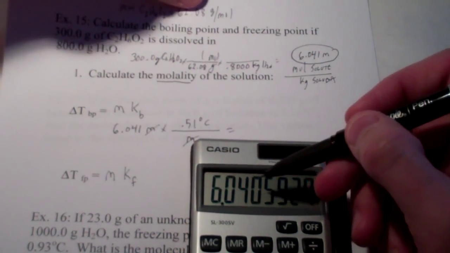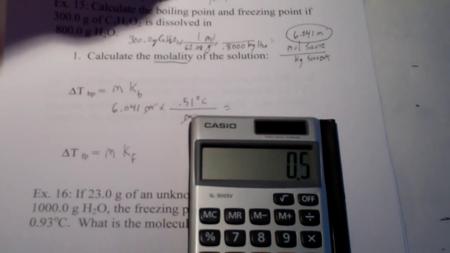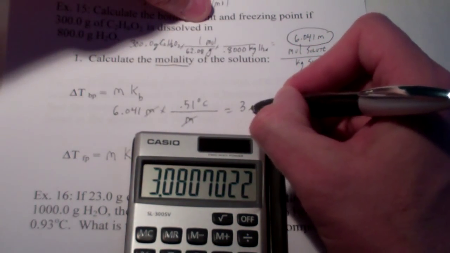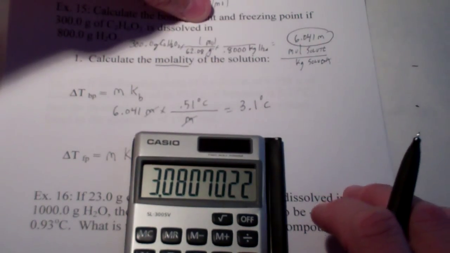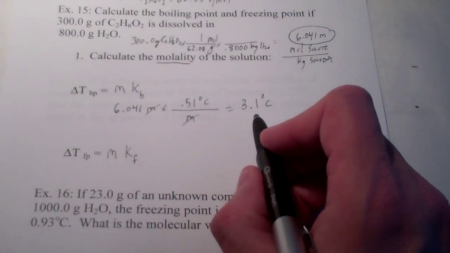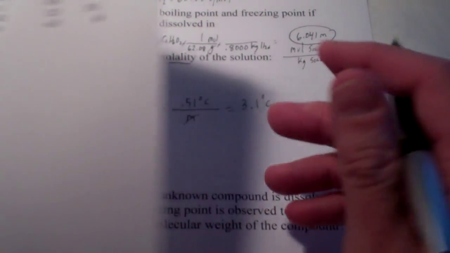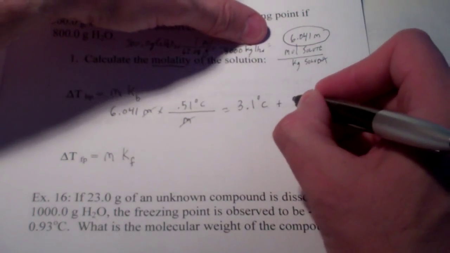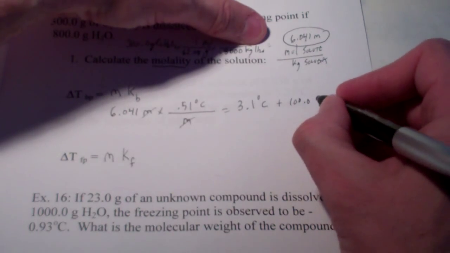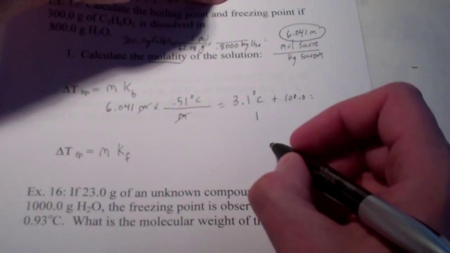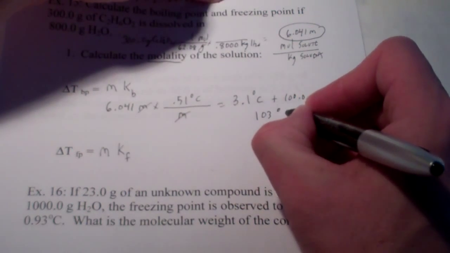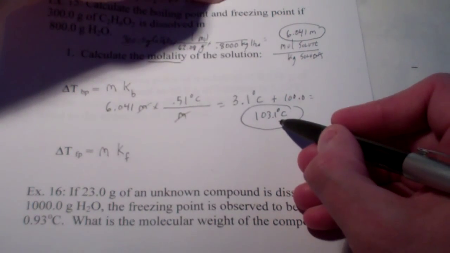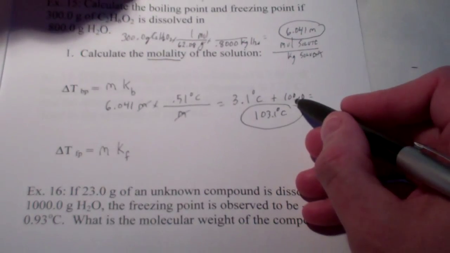We have our 6.041 in here still, times 0.51 gives us, looks like we're allowed two significant figures, a boiling point change of 3.1 degrees Celsius. Now that is not the new boiling point of my water, that's how much the boiling point changes by. The normal boiling point of water is 100.0. So if we add that to 100.0, the boiling point of my solution becomes 103.1 degrees Celsius. Notice the boiling point has been elevated. It's about 3 degrees higher than the pure solvent.